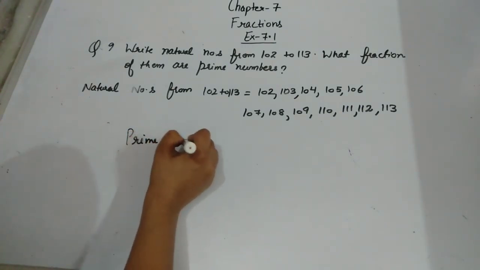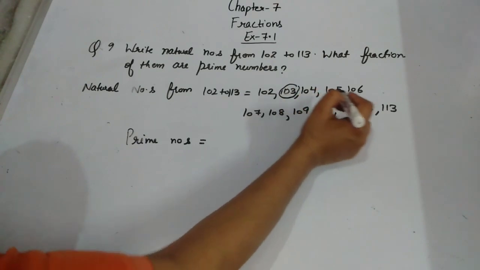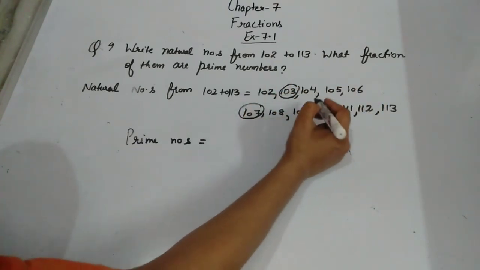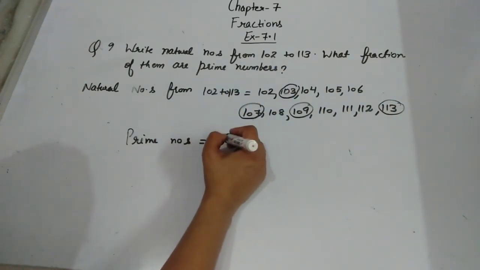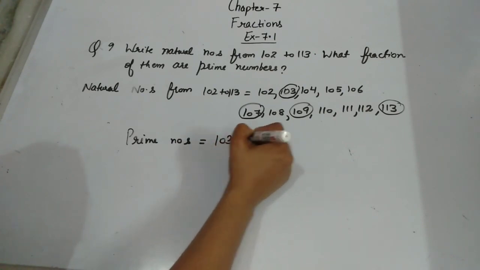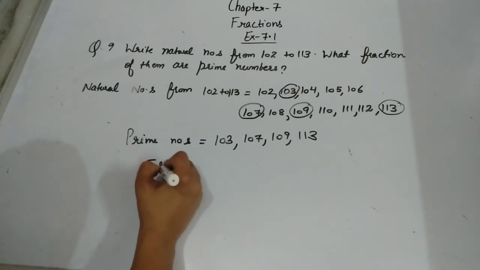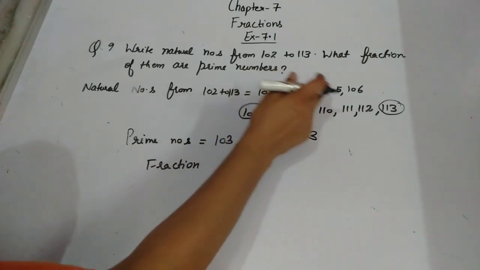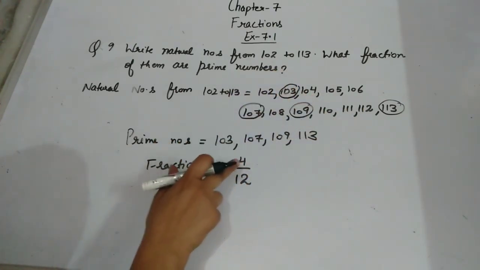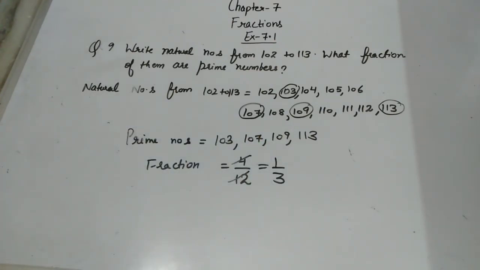The prime numbers from these are: 103 is a prime number, 107 is a prime number, 109 is a prime number and 113 is a prime number. So how many prime numbers are there? 4 prime numbers: 103, 107, 109 and 113. So the fraction of prime numbers is 4 upon 12, because the total numbers are 12 and prime numbers are 4. So 4 3s are 12, 1 by 3 is the answer. Is this clear? So this is question number 9. Let us move on to question number 10.